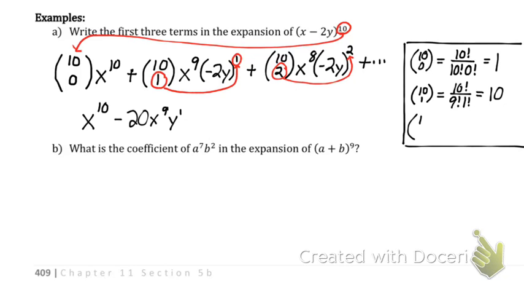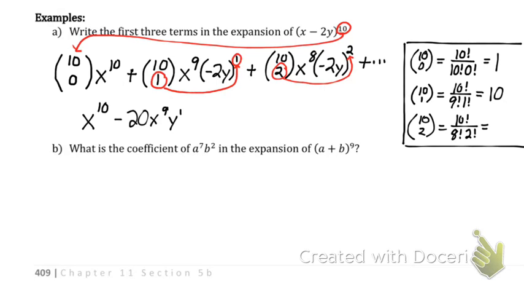Next, we're going to have 10 choose 2. 10 choose 2 is 10 factorial divided by 10 minus 2, which is 8 factorial, times 2 factorial. Can someone tell me what that one equals? 45. Not 450. It is going to be 45. Can you tell us how you did that?